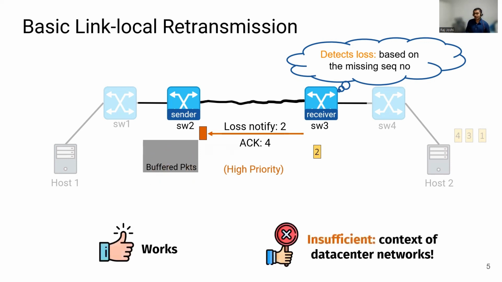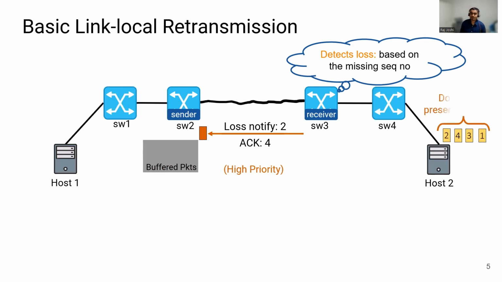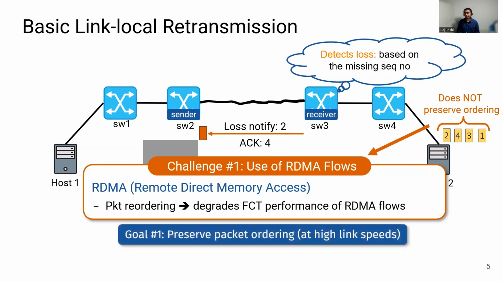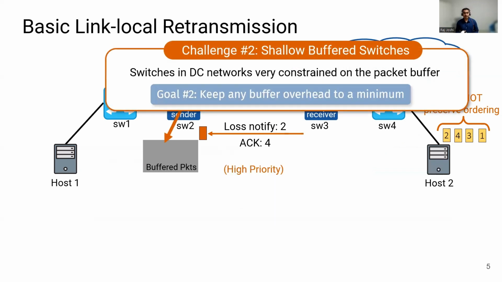Well, this works, however, it is insufficient in the context of data center networks. Why? For starters, this very simple scheme does not preserve packet ordering. One of the challenges in today's data center networks is the use of RDMA flows. RDMA is very sensitive to packet reordering, and any small amount of packet reordering can significantly degrade the FCT performance of RDMA flows. Therefore, we need to be able to preserve packet ordering and do so at high link speeds. Another challenge in today's data center networks is that the switches use shallow buffers and therefore any buffer overhead has to be kept to a minimum.